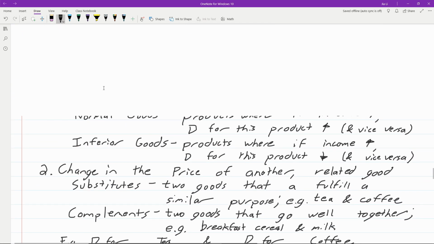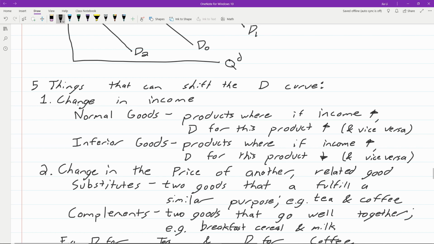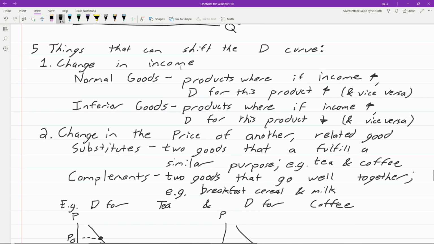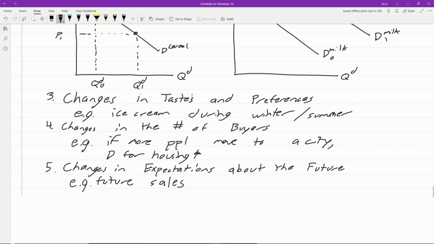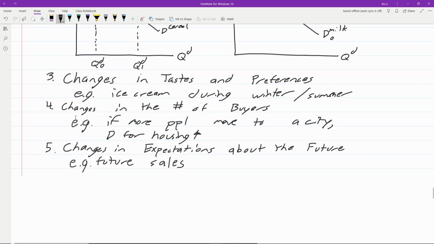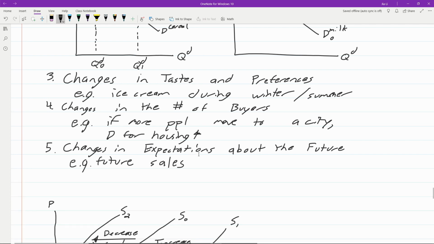If one note will finish loading. Here we go. Well, that doesn't impact income really. There's no mention of another type of good, so it's not really talking about substitutes or complements. It didn't mention anything about a change in the number of buyers. It didn't cause any change in expectations about the future. But it might have something to do with a change in tastes and preferences, right?